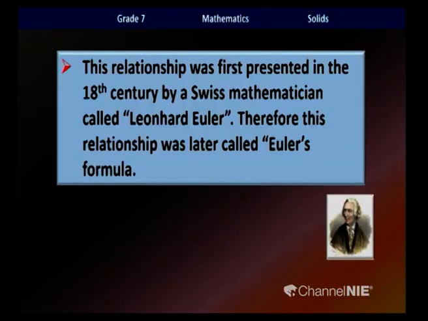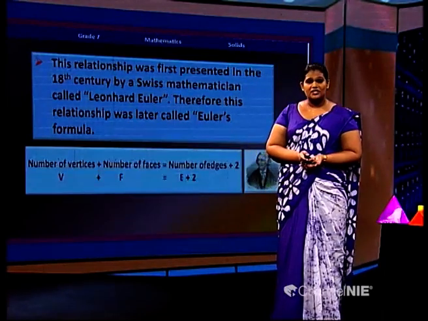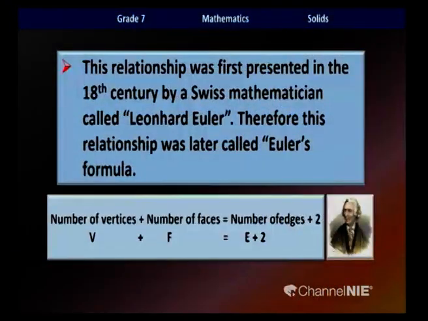Although we have observed it now, this relationship was presented by Leonhard Euler in the 18th century. Therefore, we named this formula Euler's formula, or in some cases we call it Euler's relationship. So, once again we will say what Euler's relationship is. Number of vertices plus number of faces equals number of edges plus 2.